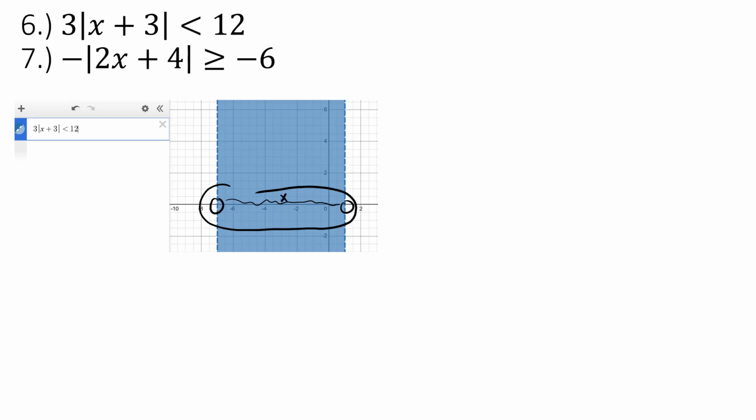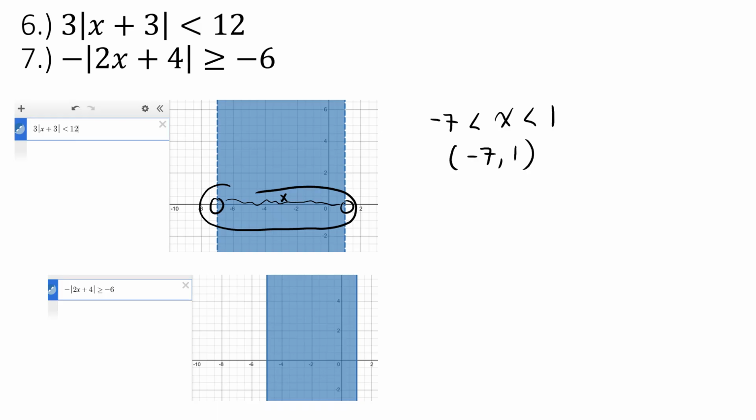And so there, it looks like we have negative 7 is less than x is less than 1, or negative 7 to 1. And you don't have to do any of the algebra. You can just put it in there, and the trick is reading it off of the graph. Okay, here's the second one, and I think that's all copied in there.